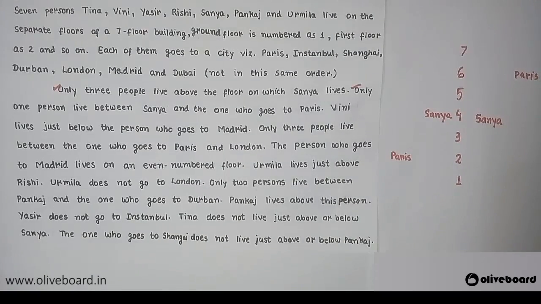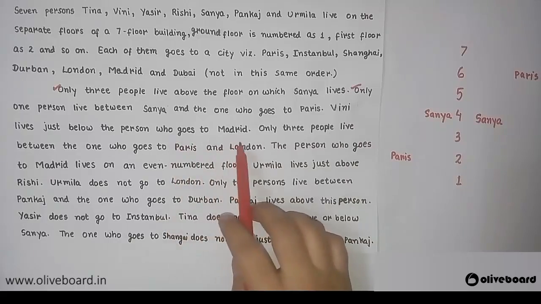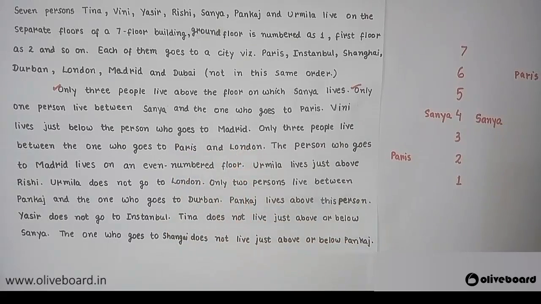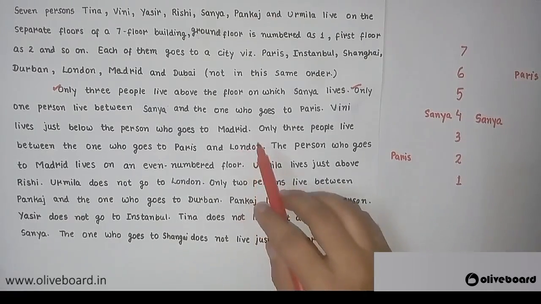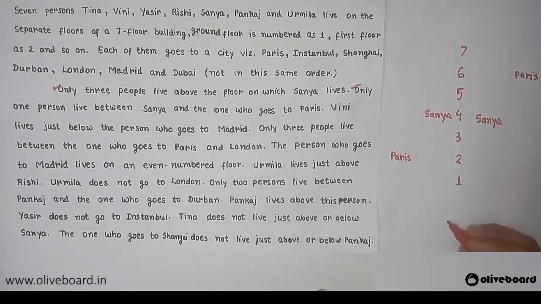Now the next statement says that Winnie lives just below the person who goes to Madrid. So students, you can see that this is an ambiguous statement. We do not know where Winnie actually lives. Also we do not know where the person who goes to Madrid lives. So basically I am just writing it.